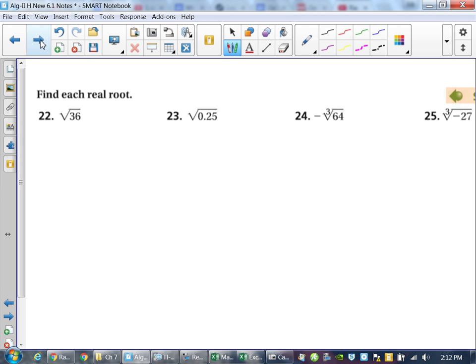What's the square root of 36? 6. Or what's the square root of a quarter? 0.5. It's a half. Plus or minus? Okay, they gave me a decimal, so I should give a decimal. I hate decimals. What is the opposite of the cube root of 64? What's the cube root of negative 27?